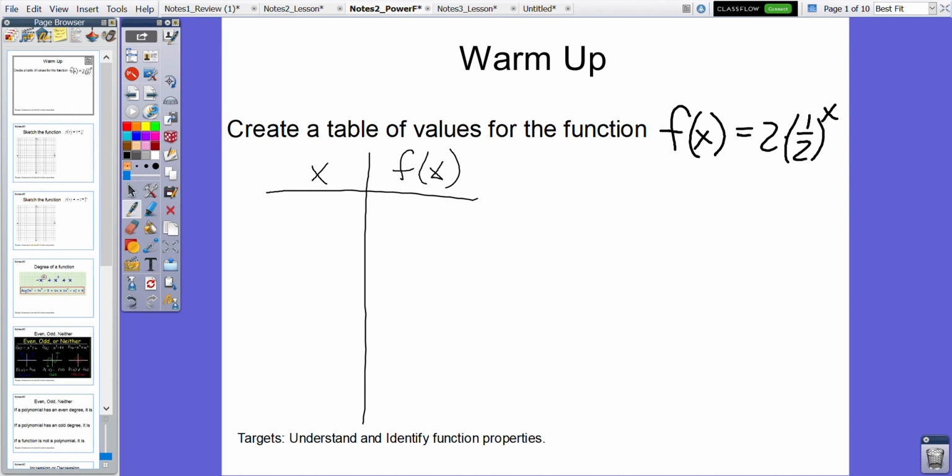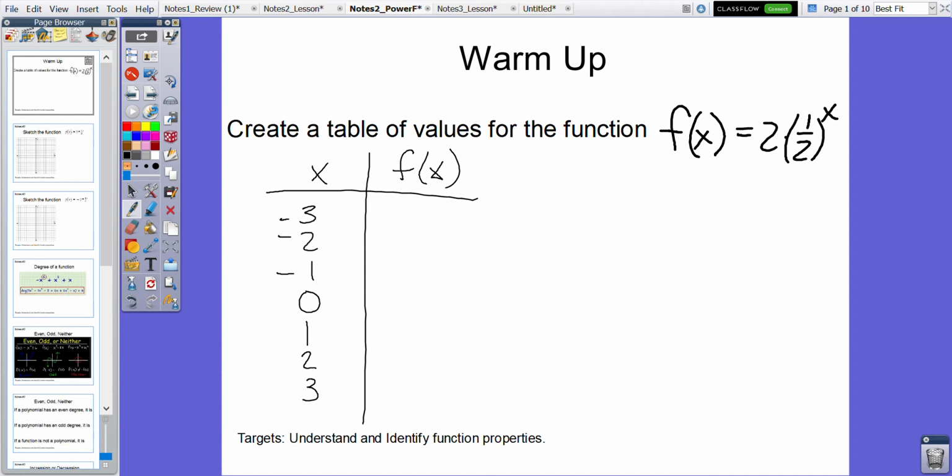The values we want to test are -3, -2, -1, 0, 1, 2, and 3. I'm going to give you a couple seconds to plug these values on the left side into the function and see what you get back. Now that you have that done, this is what you should have for a table of values.